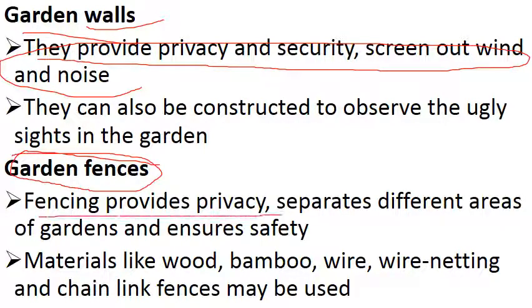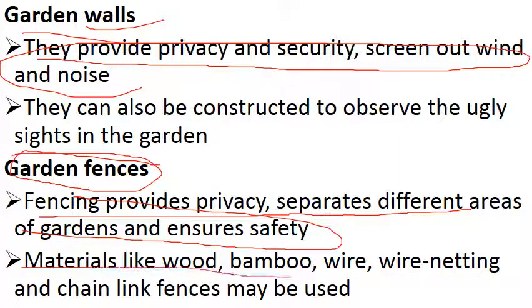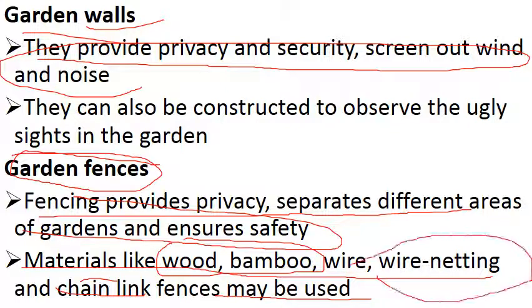Fencing provides privacy, separates different areas of the garden and ensures safety. Materials like wood, bamboo, wire netting and chain link may also be used. If the garden is in or near a forest, then you can use wood and bamboo. If it is in an urban area, then you can use chain link and wire netting. According to the available material, you can build the garden fence.